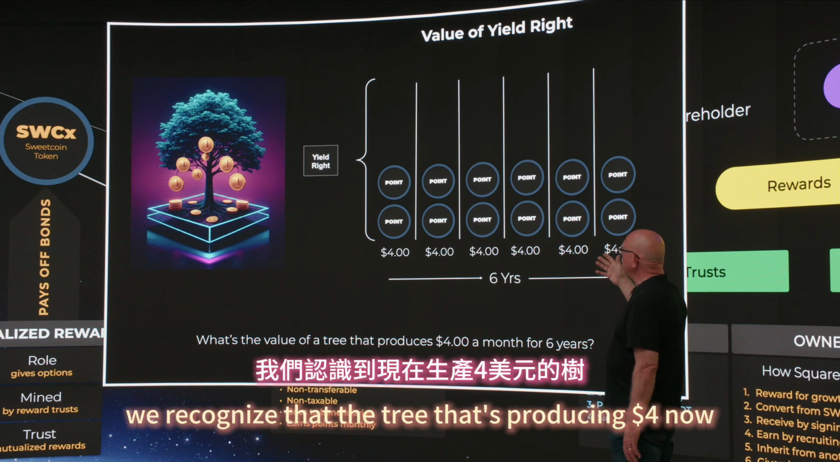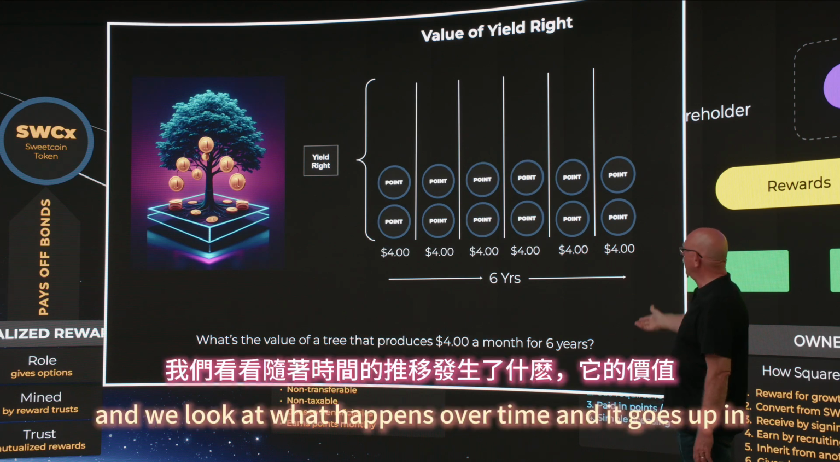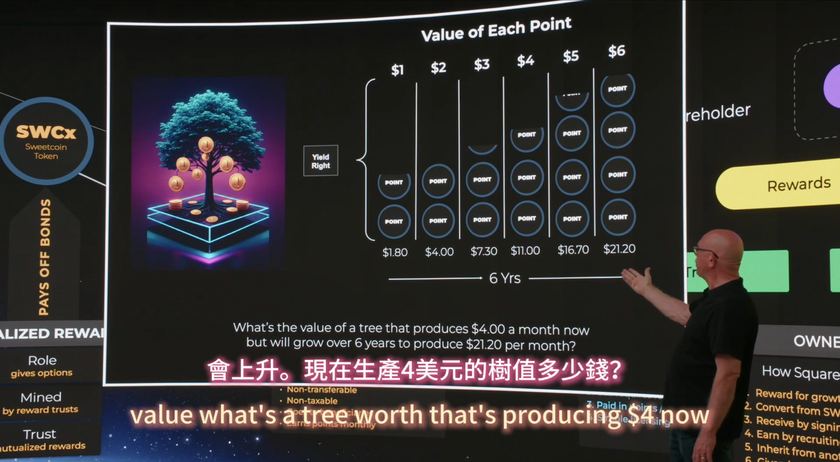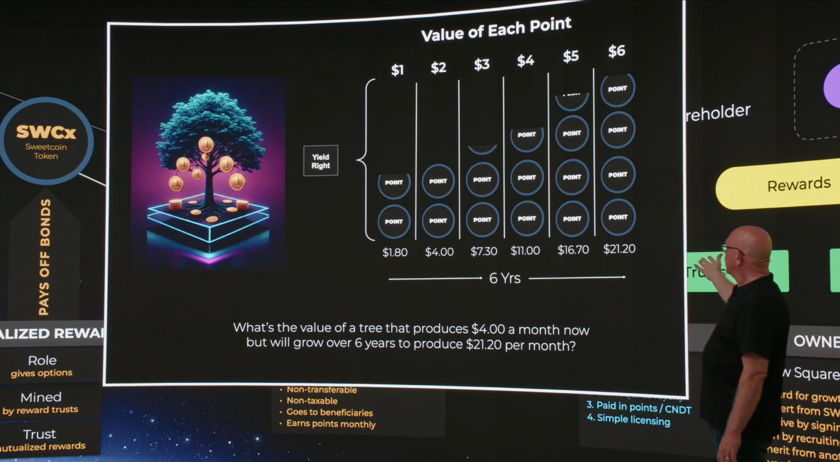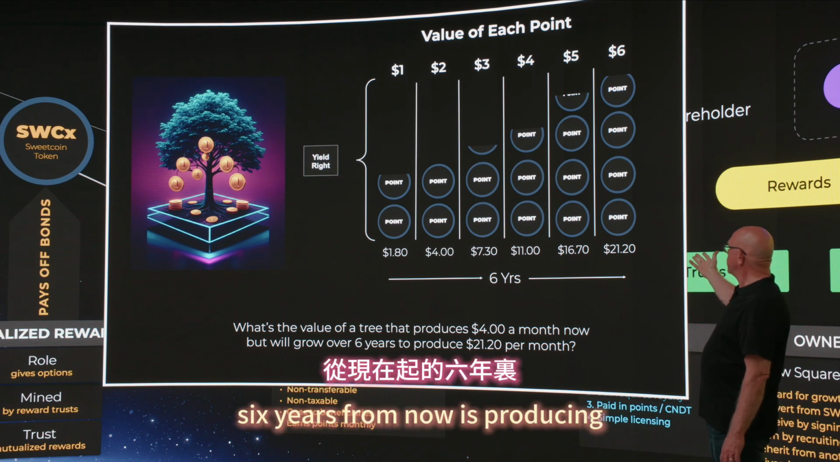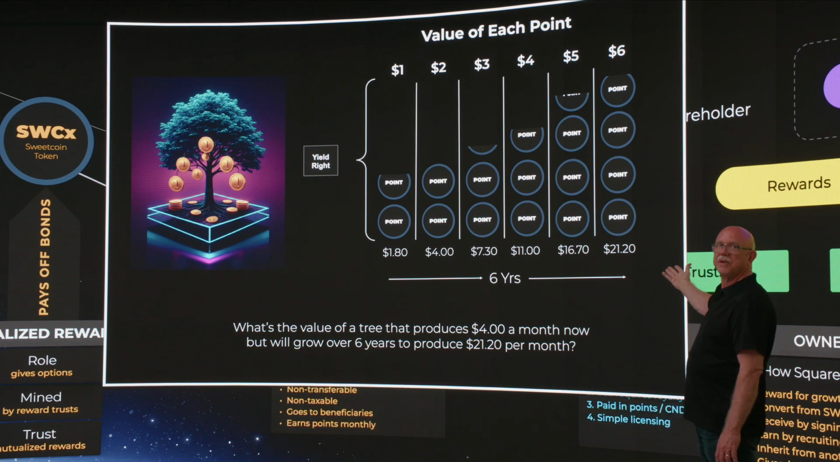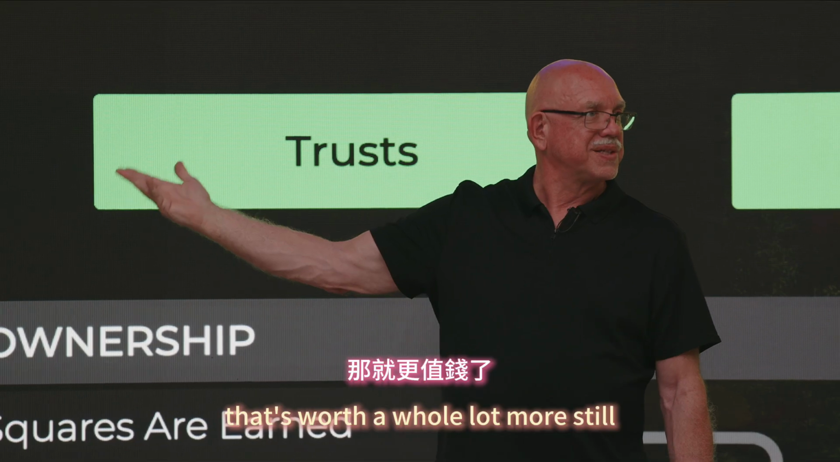And if we recognize that the tree that's producing $4 now, and we look at what happens over time and it goes up in value, what's a tree worth that's producing $4 now and 6 years from now is producing $21.20 per month? That's worth a whole lot more still.